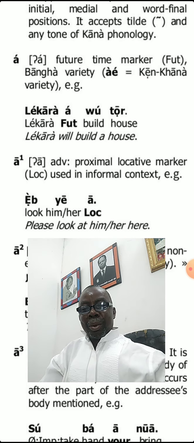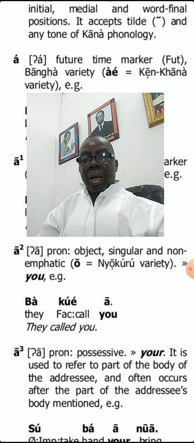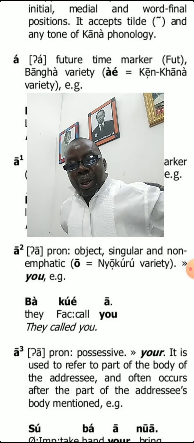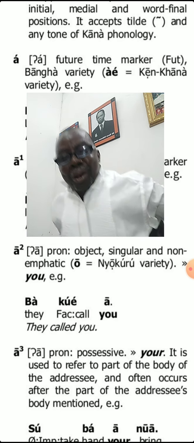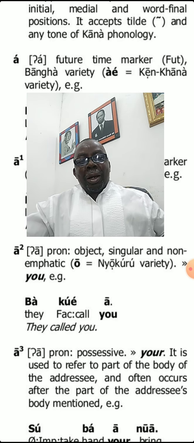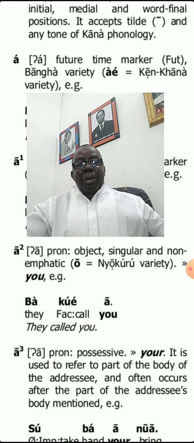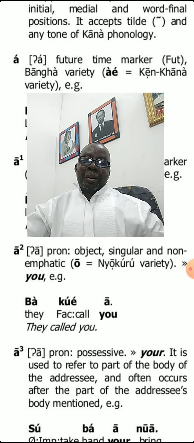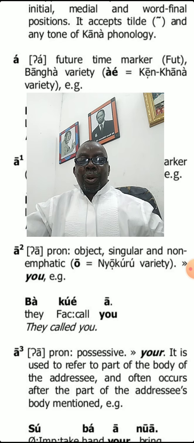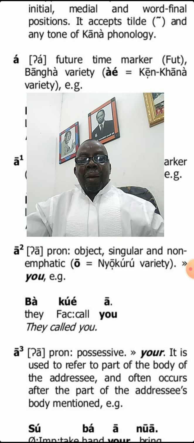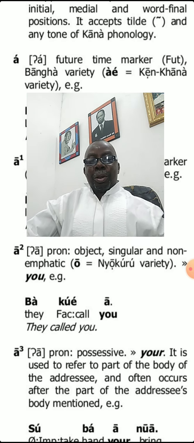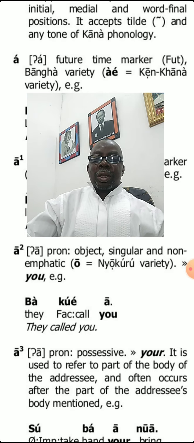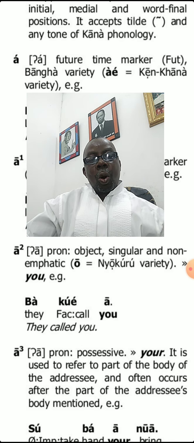Then, ladies and gentlemen, let us go to the next function of the letter A. The letter A, ladies and gentlemen, also functions as an object pronoun and the second person pronoun, meaning you in Kana. The letter A with a midtone also functions as a second person pronoun in the object position, which is you. And then you can use it to make such sentences as bakwe a, meaning they called you.